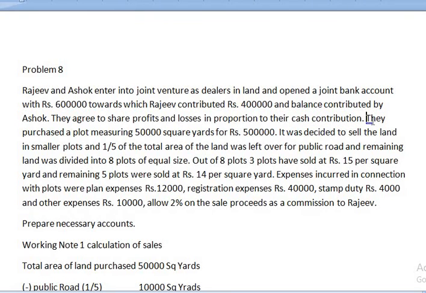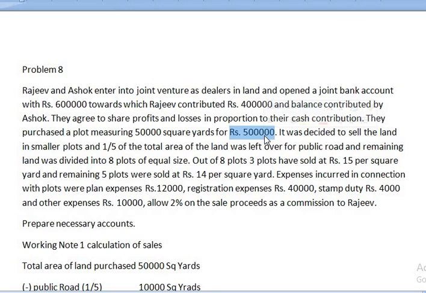The next one, they purchased a plot measuring 50,000 square yards for rupees 5 lakh. Here they purchased land for rupees 5 lakh. And who made this payment? This 5 lakh rupees payment was made through the joint bank account, because there is no information given whether this 5 lakh rupees was paid by Rajiv or Ashok. So in such circumstances, the payment was made through the joint bank.